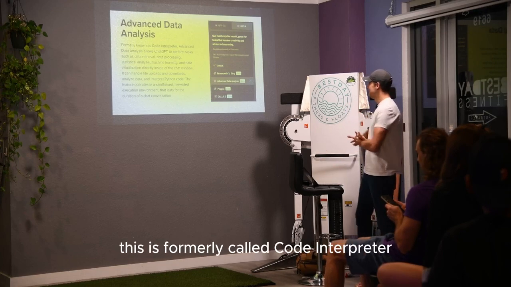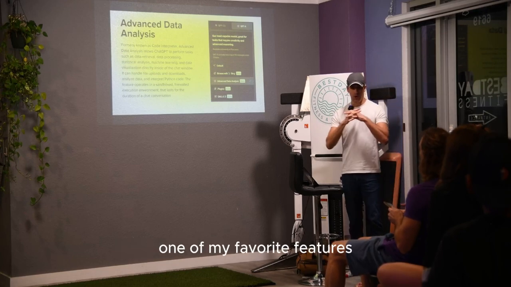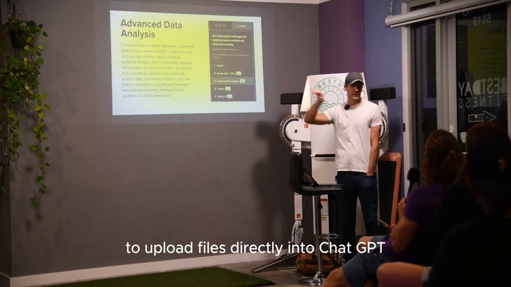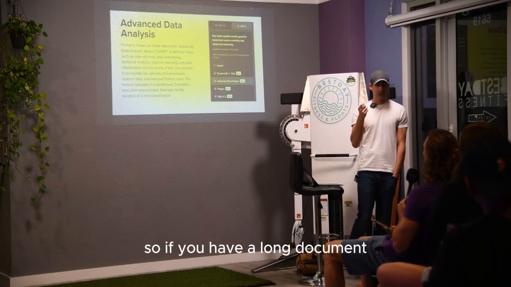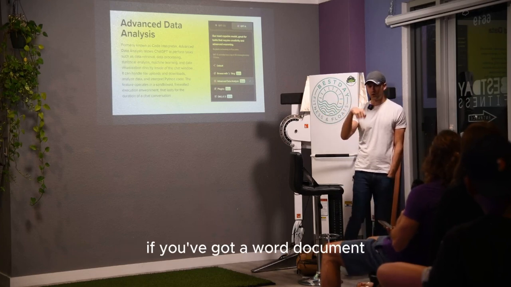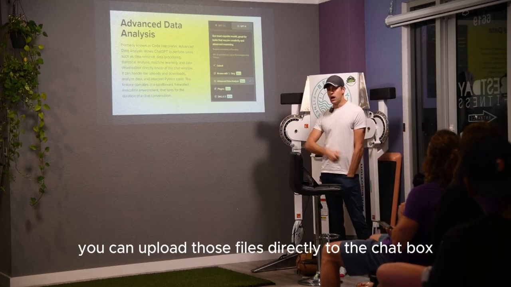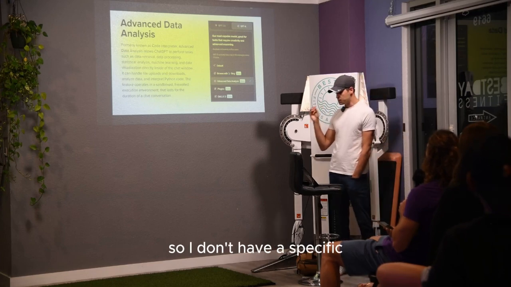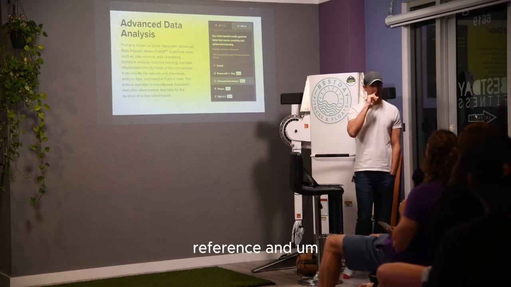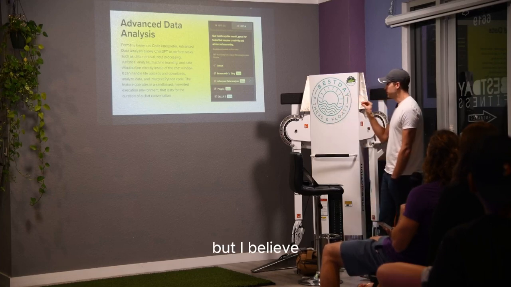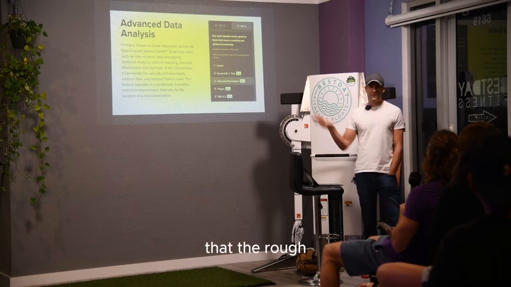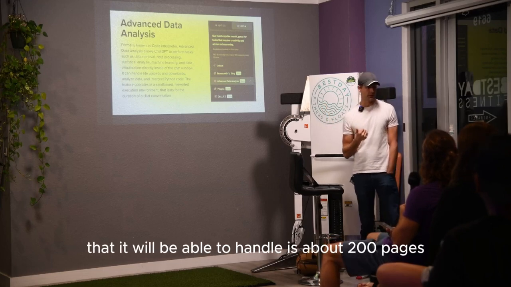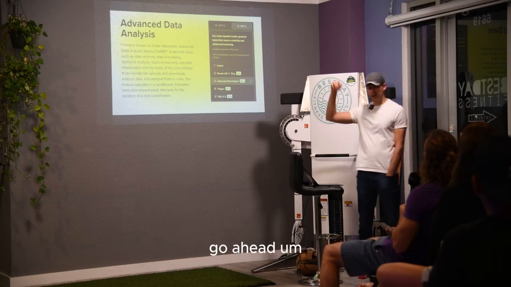Advanced data analysis. This is formerly called Code Interpreter, one of my favorite features, to be honest with you. This is the ability to upload files directly into ChatGPT to interact with them. So if you have a long document, a Word document, or an Excel spreadsheet, you can upload those files directly to the chat box and you can interact with it. I don't have a specific reference and citation on this, but I believe the rough page count it will be able to handle is about 200 pages. So if you upload a book, go ahead.